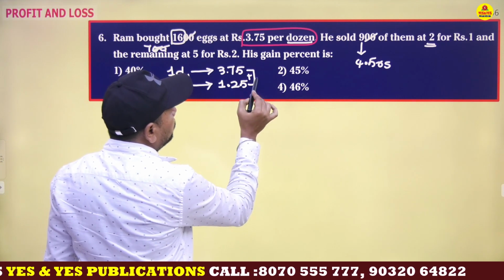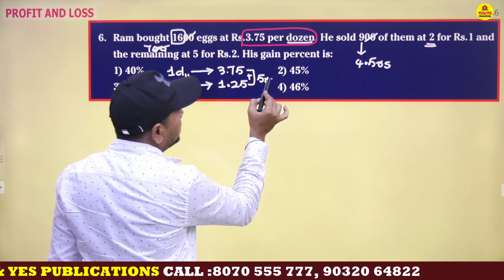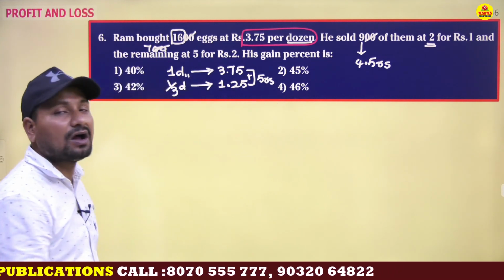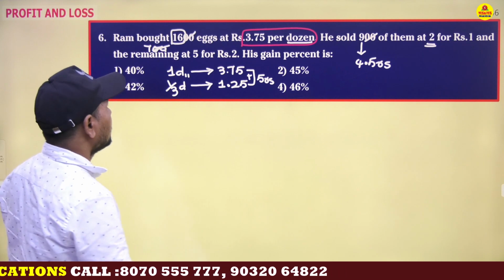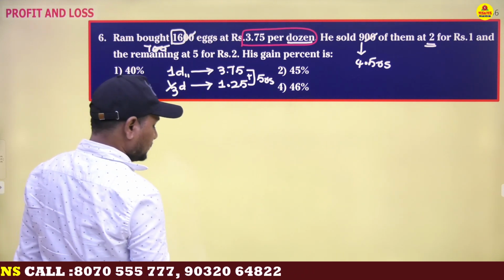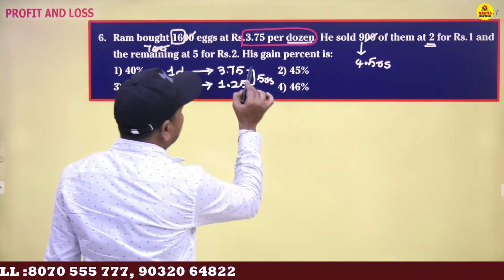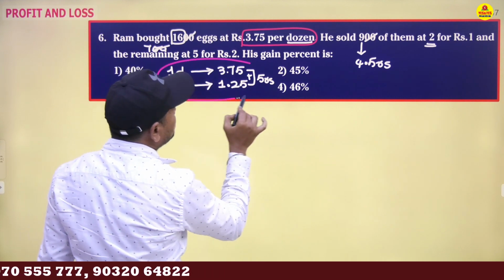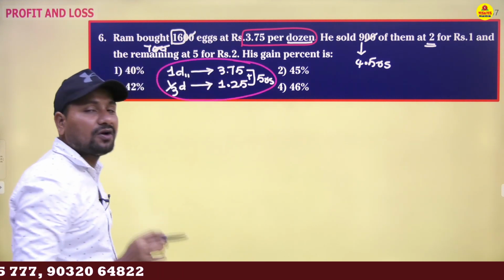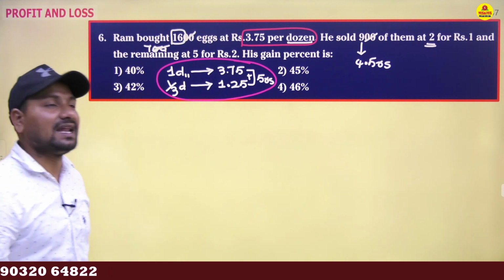3.75 and 1.25 is equal to how many rupees? 5 rupees. Clear. So now you have the cost price. This total value belongs to cost price only. Now you are going to check the selling price.